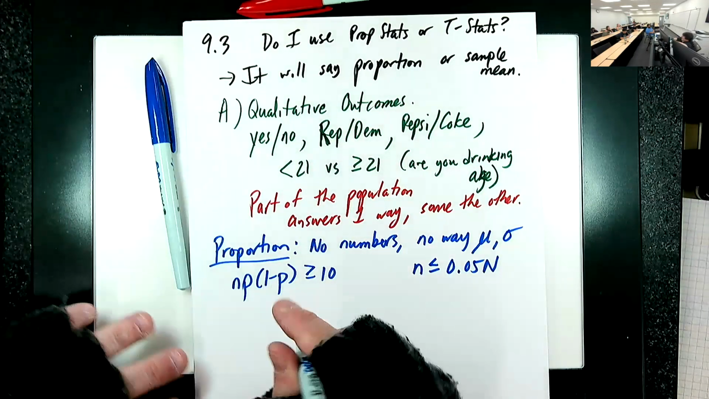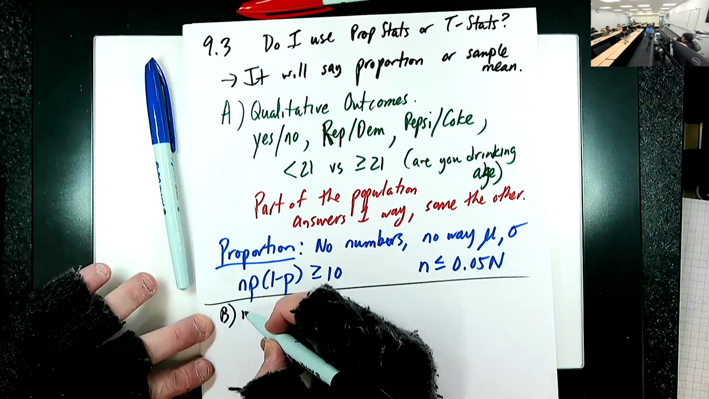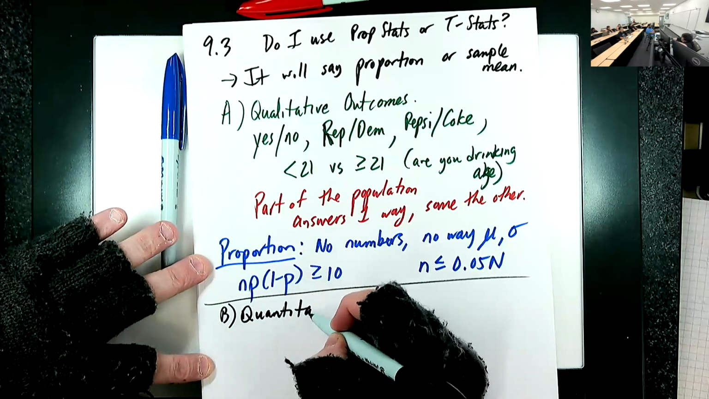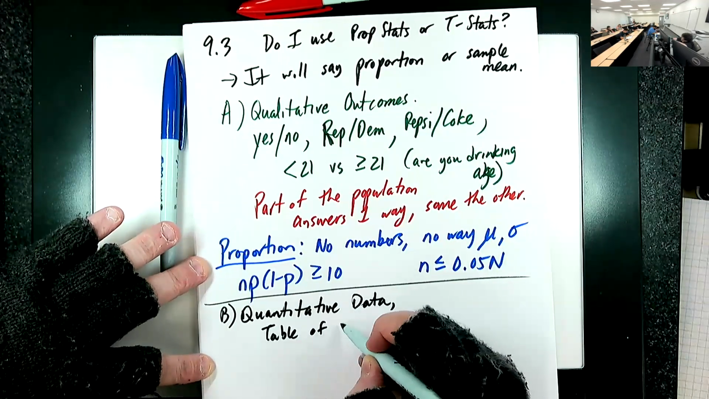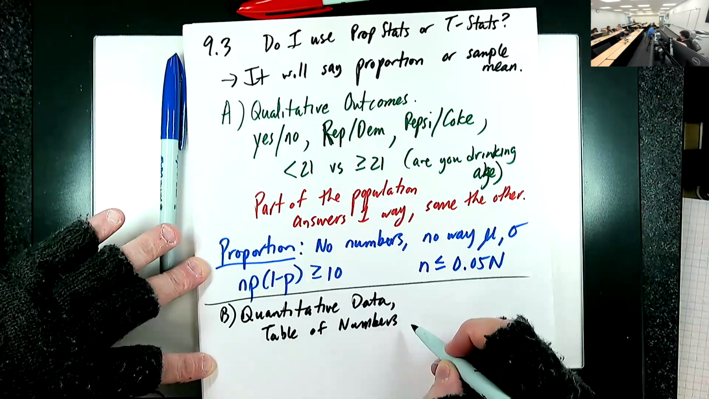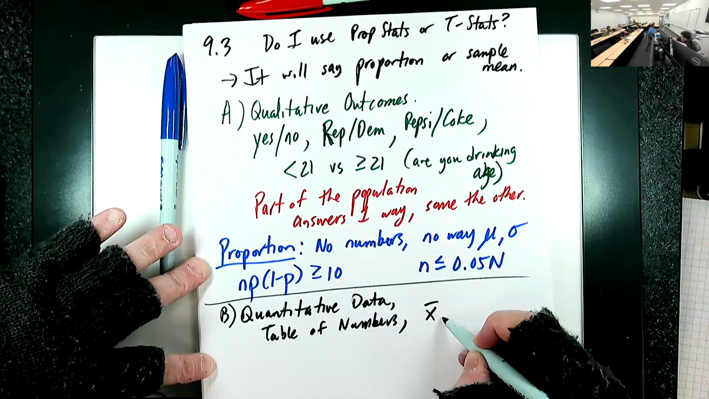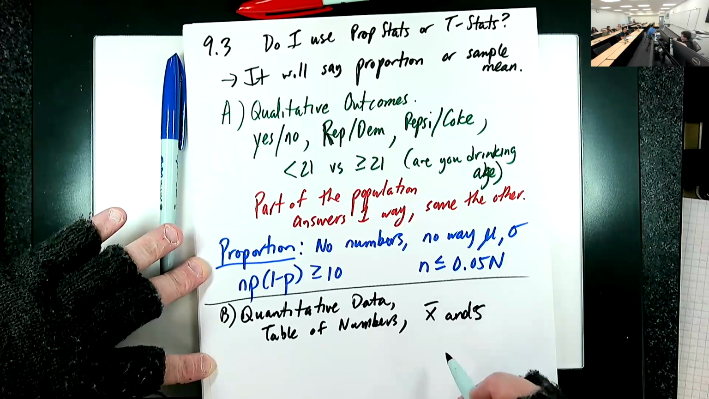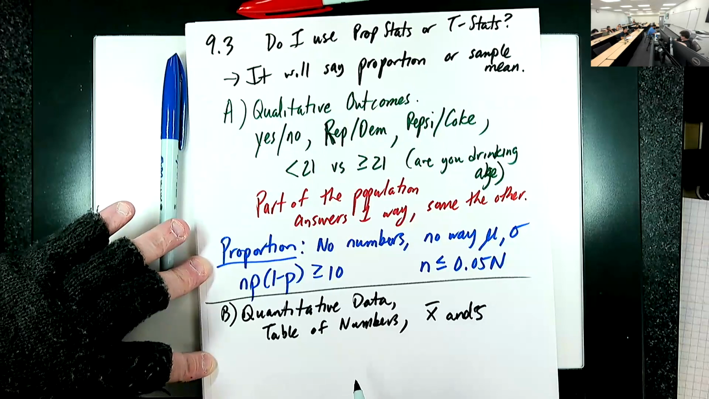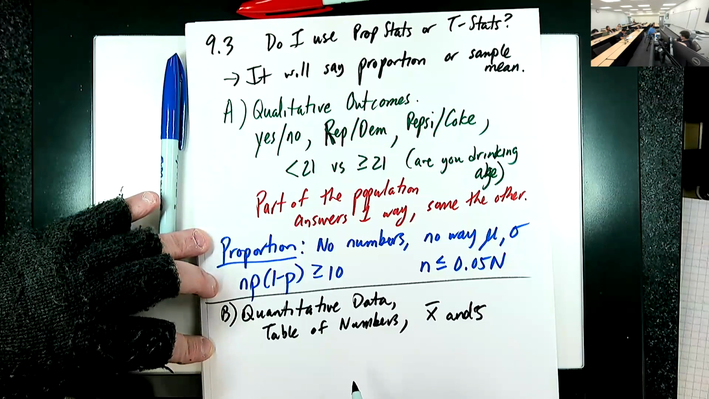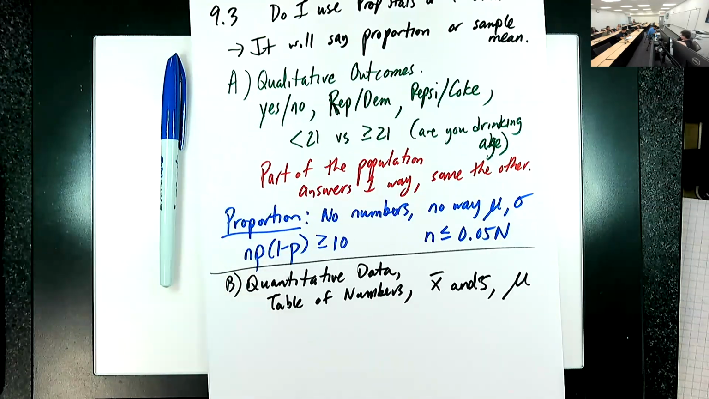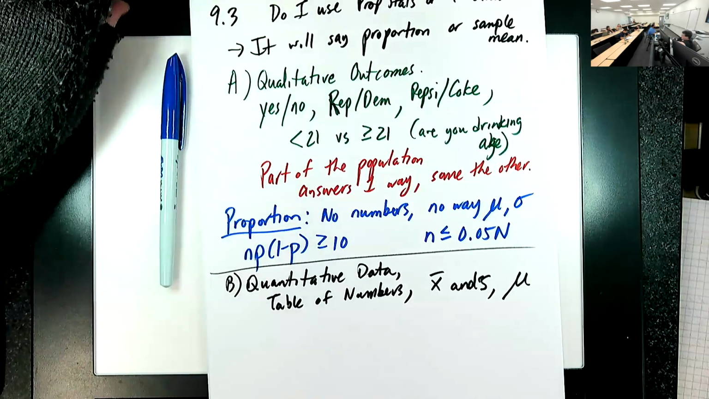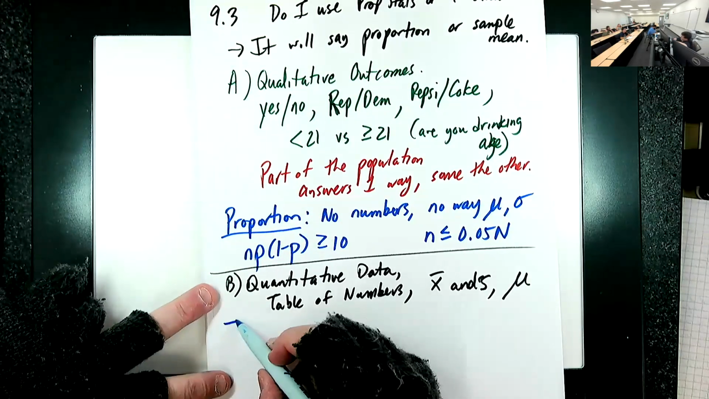The other thing you can see is quantitative data, like a table of numbers or a column of numbers. They might actually just give you x-bar and s, the sample mean and standard deviation. It might even give you the population mean. This is clearly a means thing, so this is going to get you your t-stats.